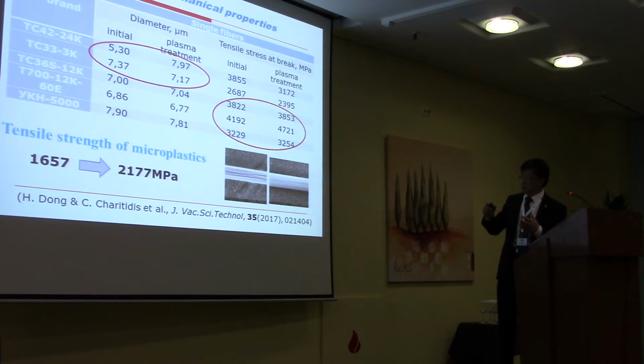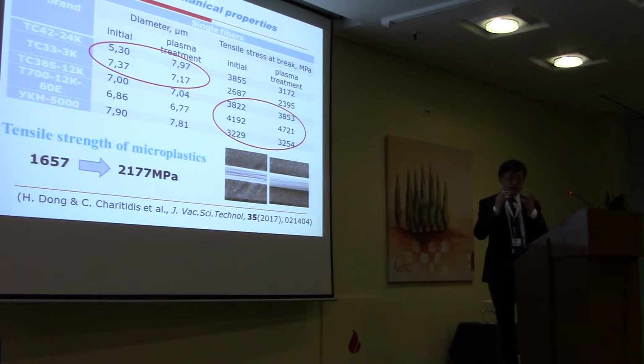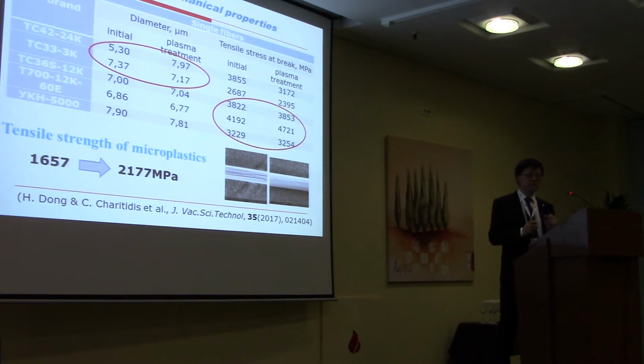Of course, for these two, as you can see here at the top, there is a slight reduction of the strength. Then if we look at the change of the diameter, yes, there's a correlation between the loss of the strength and the change of the diameter. So we do need to carefully control the treatment parameters, otherwise you end up reducing the strength.